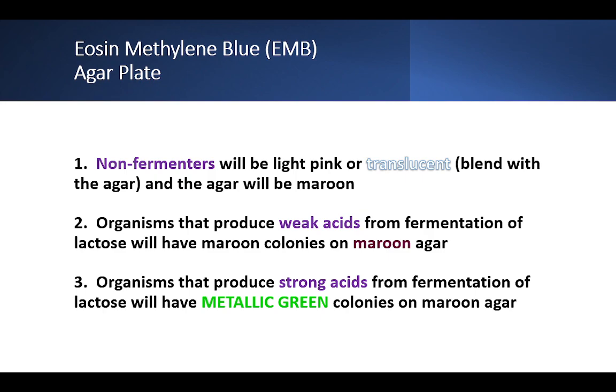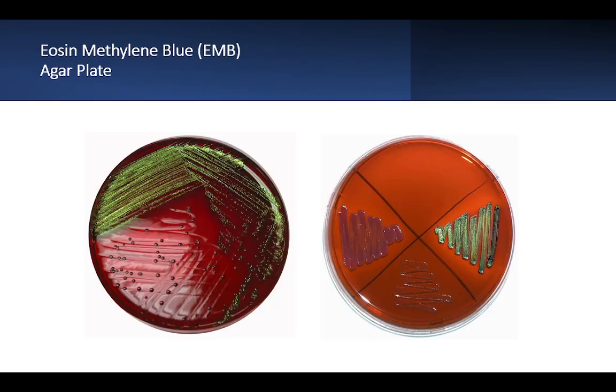So EMB, much, much easier to determine differentiation on it, even though it's not as good at selectivity. MacConkey's way better at selectivity, but not as clear for differentiation. It can sometimes be obscured. So this is an example. Here we've got E. coli, and it's got this nice, brilliant green sheen. So it's gram-negative. It likes to grow on there. And it's a strong lactose fermenter, so it creates that brilliant green sheen.